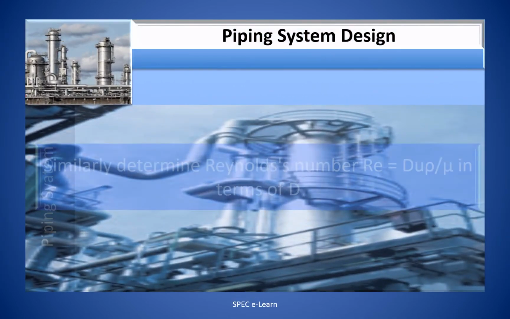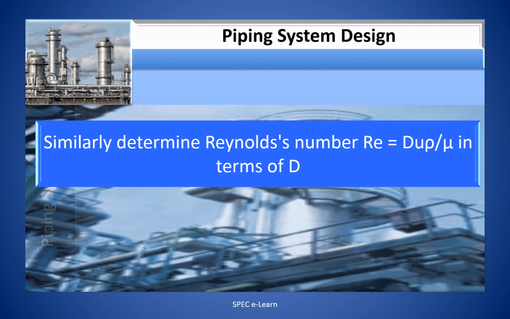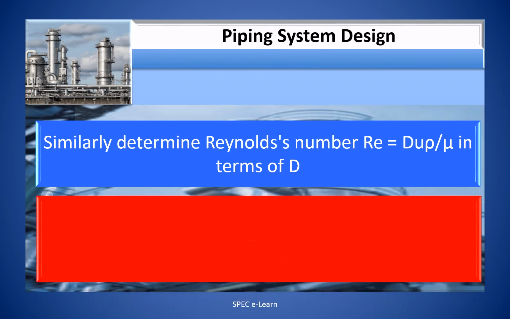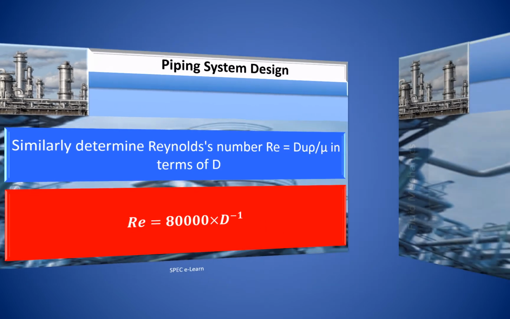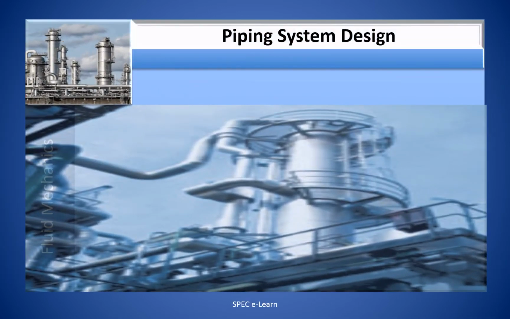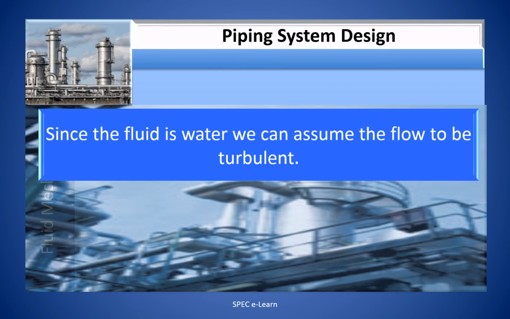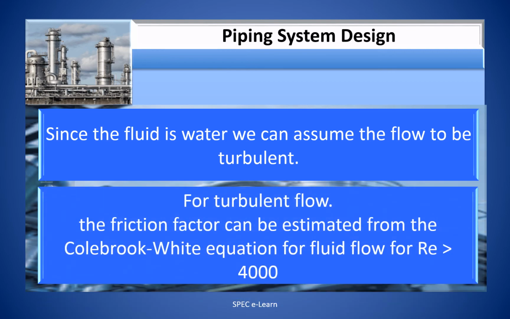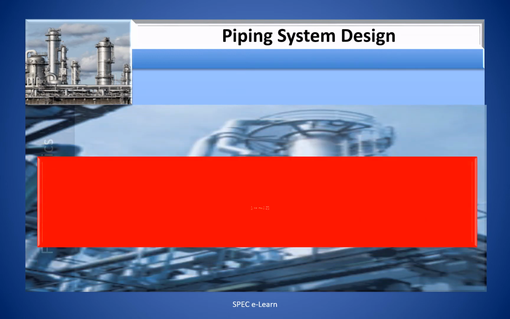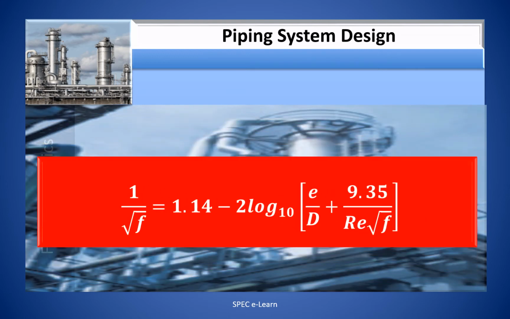Similarly, determine Re equal to D U rho by mu in terms of diameter D. Re equal to 80,000 times D to the power minus 1. Since the fluid is water, we can assume the flow to be turbulent. For turbulent flow, the friction factor can be estimated from the Colebrook-White equation with NRE greater than 4000. 1 by square root of F equal to 1.14 minus 2 log to the power 10 times E by D plus 9.35 divided by RE times square root of F.